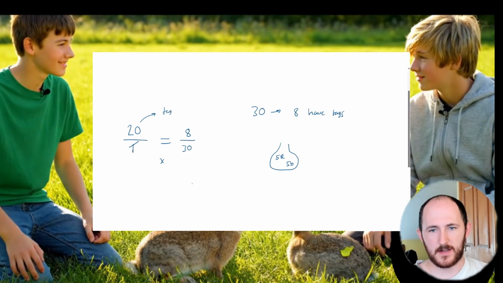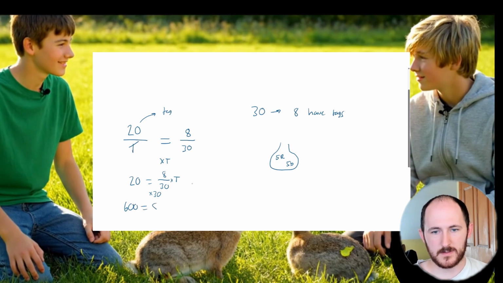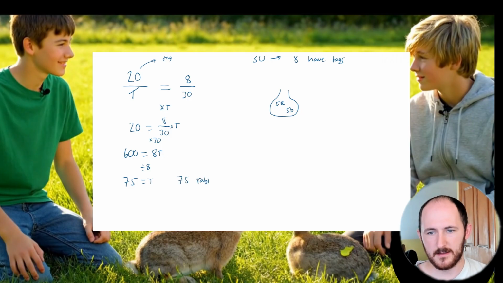So we could times both sides by T, so we get 20 equals 8 over 30 T, you can put times T there, times both sides by 30 to get rid of that 30, so then we have 20 times 30, which would be 600, equals 8T, and then lastly we can divide both sides by 8 in order to get 75 equals T. So in this example, we're saying that there are 75 rabbits in St. James's Park. Now, what are the potential problems with this method?